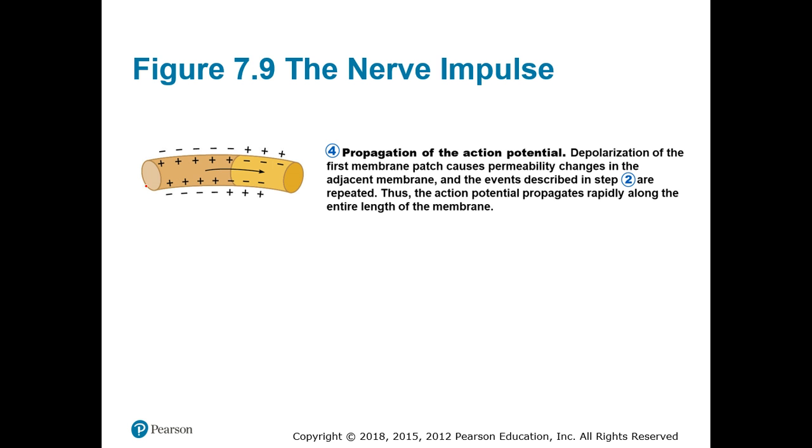So here is more propagation of your action potential. Our localized depolarization became strong enough, and notice how it's progressing across our axon or down our neuron.